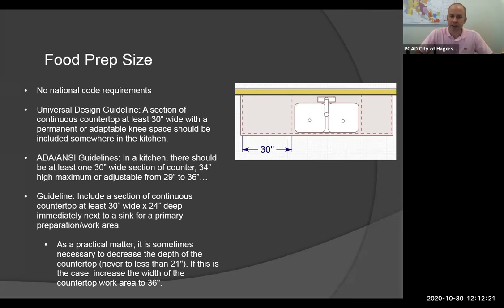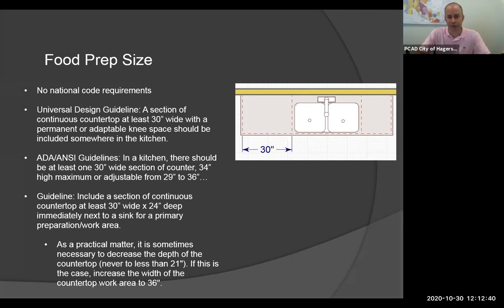Now, we can take into consideration too that if the countertop is not 24 inches deep, let's say the countertop is at least 21 inches deep. If it's 21 inches deep, then it's got to be at least 36 inches wide. You want to still try to maintain that overall square footage. It's just that now you've shifted things a little bit.